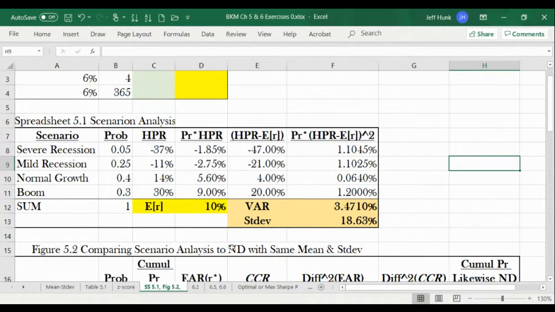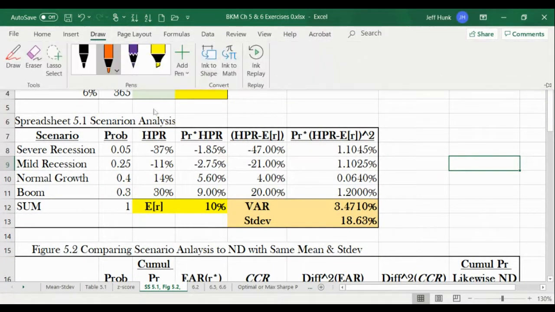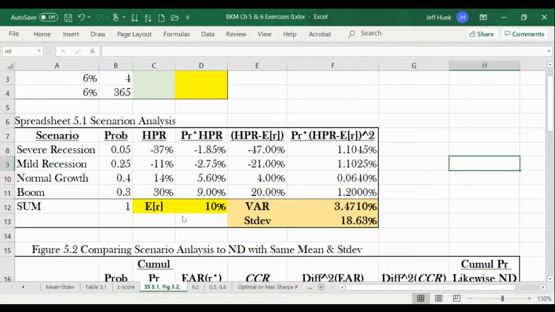And in this scenario, the expected return on the portfolio was 10%, right? Expected portfolio return. And the standard deviation was 18.63. So based on this data, right?